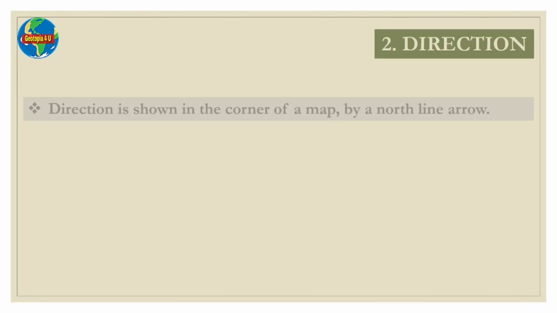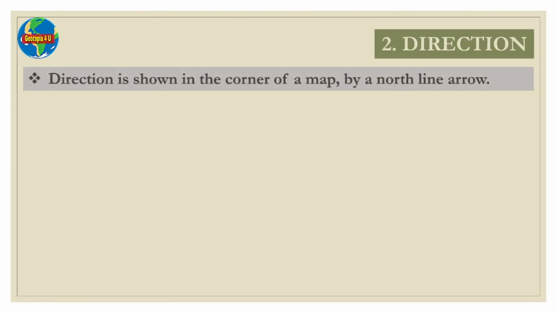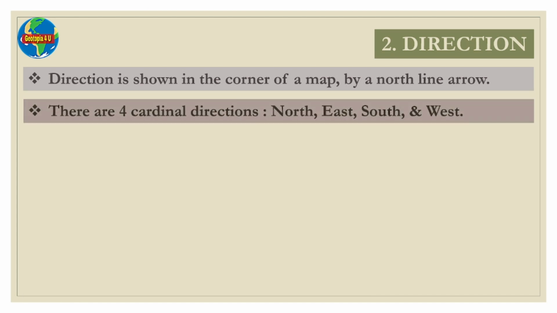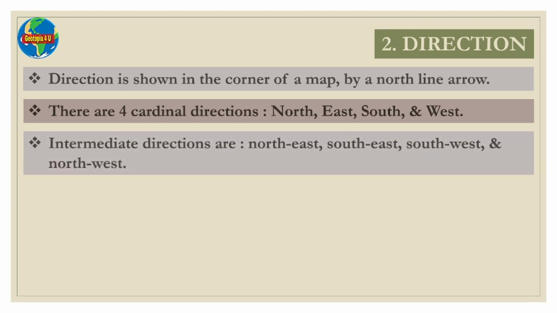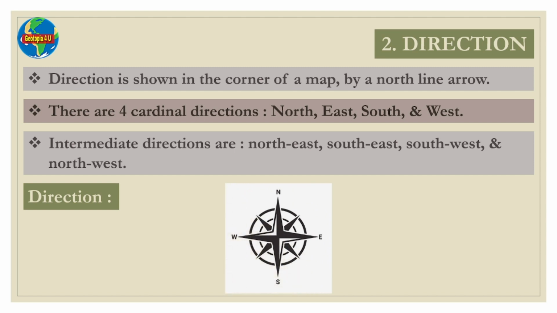Number 2. Direction. Direction is shown in the corner of a map by a north line arrow. There are 4 cardinal directions: north, east, south, and west. Intermediate directions are northeast, southeast, southwest, and northwest. In this picture, you can notice the 4 cardinal directions as well as the 4 intermediate directions.